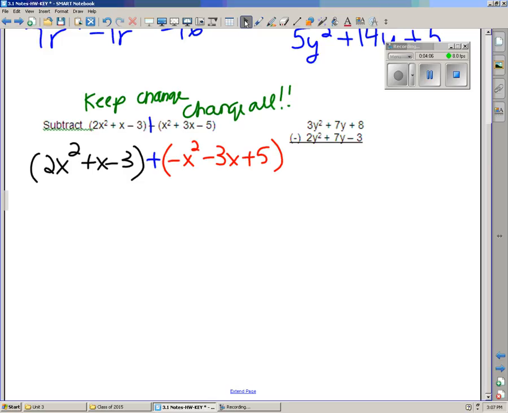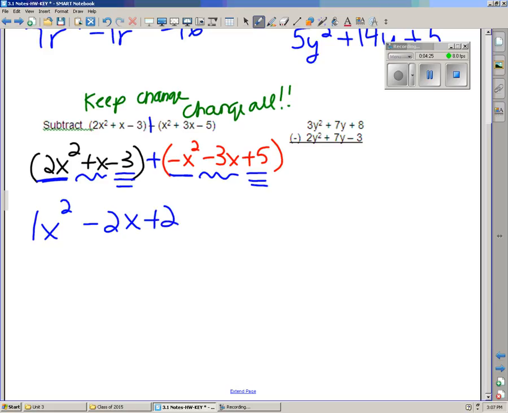And then I look at my like terms again, and my like terms would be here. 2x squared plus negative 1x squared, 2 minus 1, 1x squared. Positive x, negative 3x, negative 2x. Negative 3, positive 5 is positive 2. This would be your final answer.